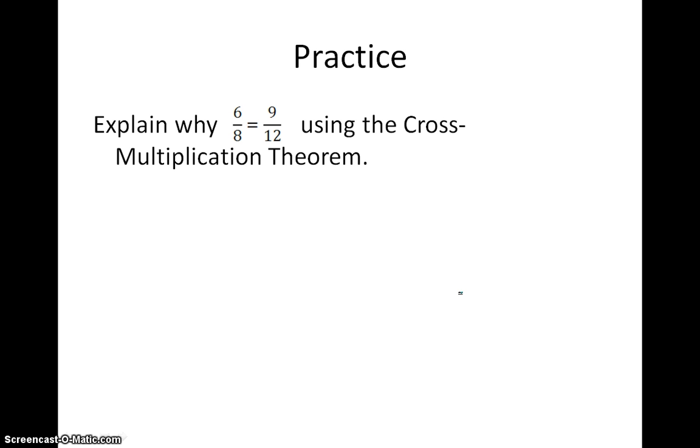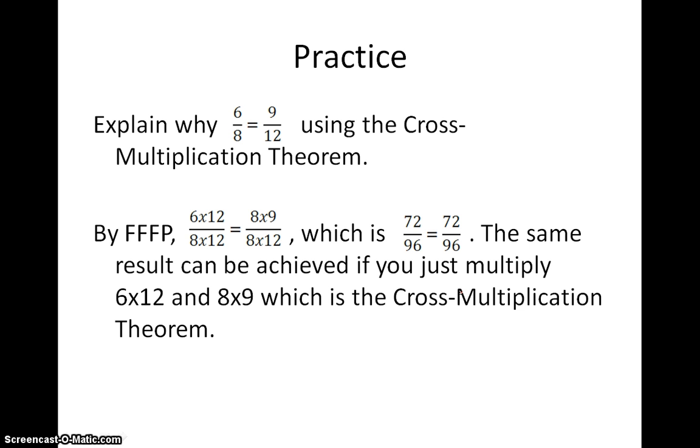Okay, so if you've got this figured out, this is what you should have. By the fundamental fact of fraction pairs, you can multiply 6 over 8 times 12. So we're going to use 12 from our 9/12 as our constant. And the 9 over 12, we're going to multiply by a constant of 8, which came from our denominator of the other fraction. And when you multiply those out, you get 72 over 96 equals 72 over 96.